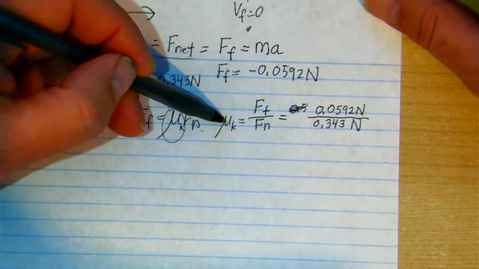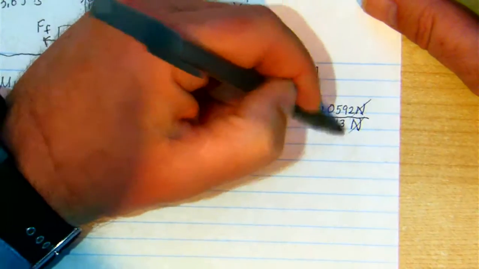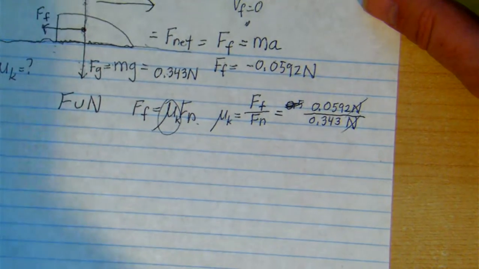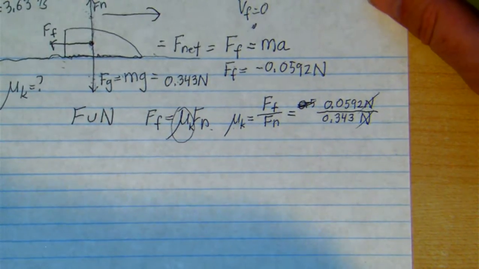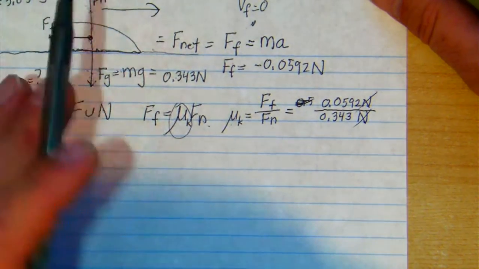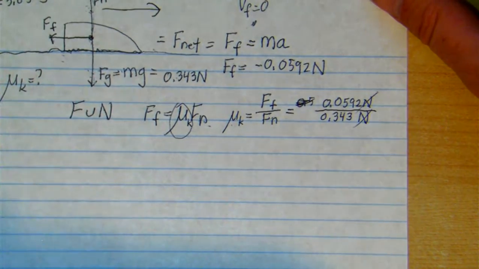The coefficients of friction can never be negative. They are dimensionless. The units cancel. The value of 0 would mean that there's no friction. The greater the value, the greater the roughness between these surfaces.